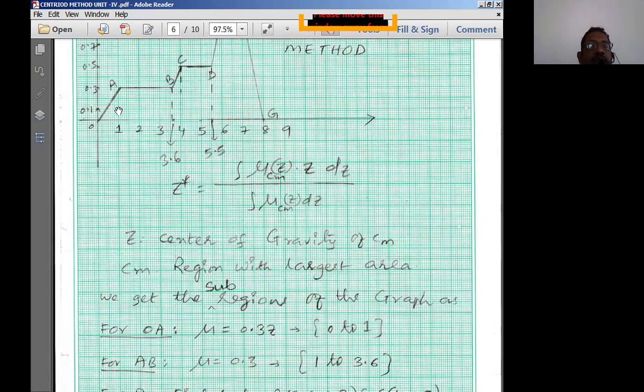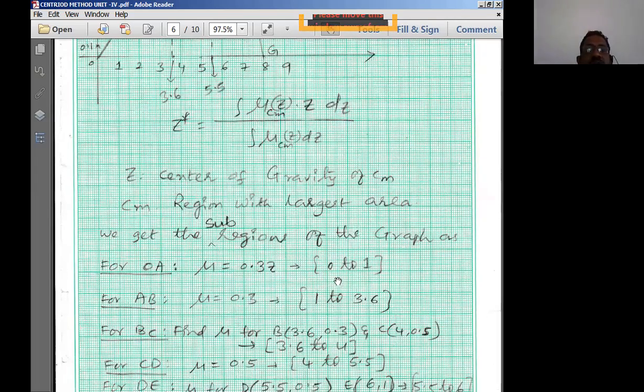So for this particular line OA, what is the value of mu? Mu is equal to, what is the maximum value that I'm getting? 0.3 into Z. See, this is a ramp signal. What is the equation for a ramp? A linearly varying signal is called a ramp. It is varying linearly with respect to the x-axis, and the x-axis is Z. Therefore I am taking this as 0.3 Z is equal to mu. This particular line is varying between 0 and 1, so the limits are going to be 0 to 1.